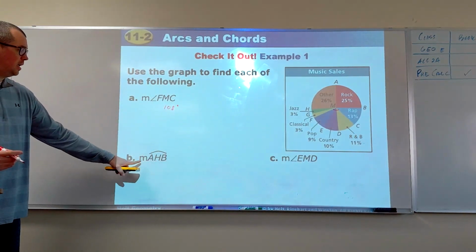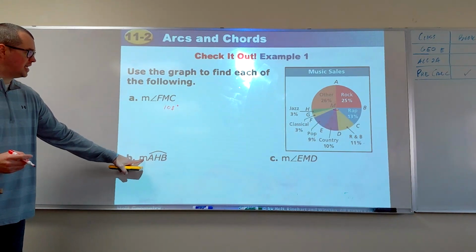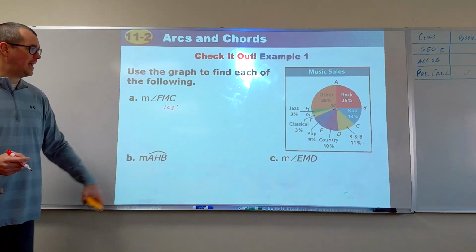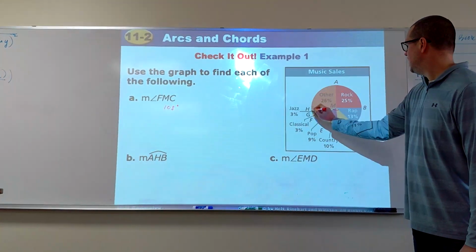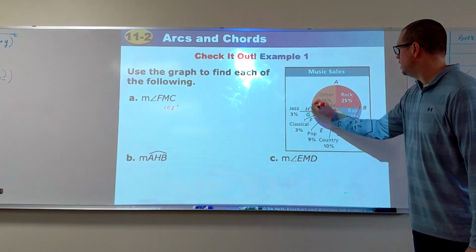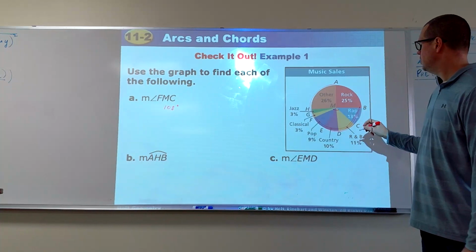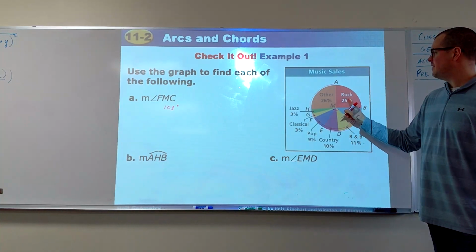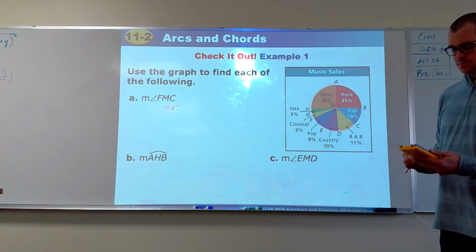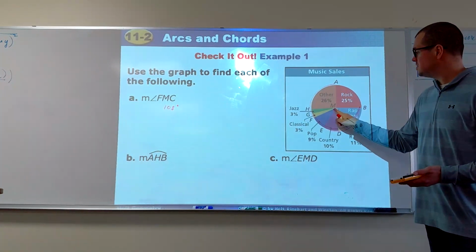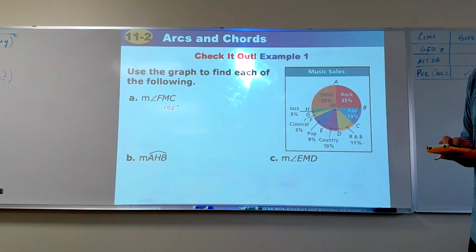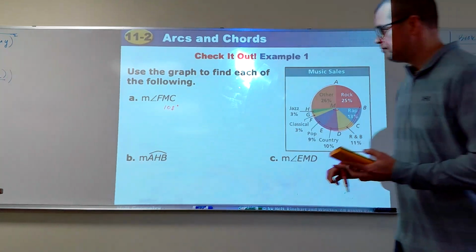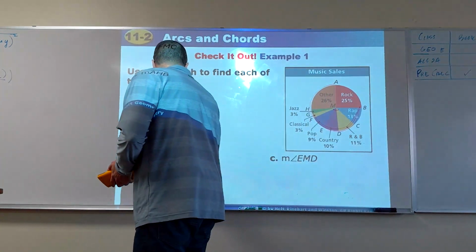B, arc. M stands for measure. Measure of arc AHB. So we've got to follow the letters, A to H to B. So that's actually that all the way around. Well, that's 25% left over, which means that has to be 75%. Remember, central angle is equal to its intercepted arc. So we take 360 times 0.75, 270 degrees.